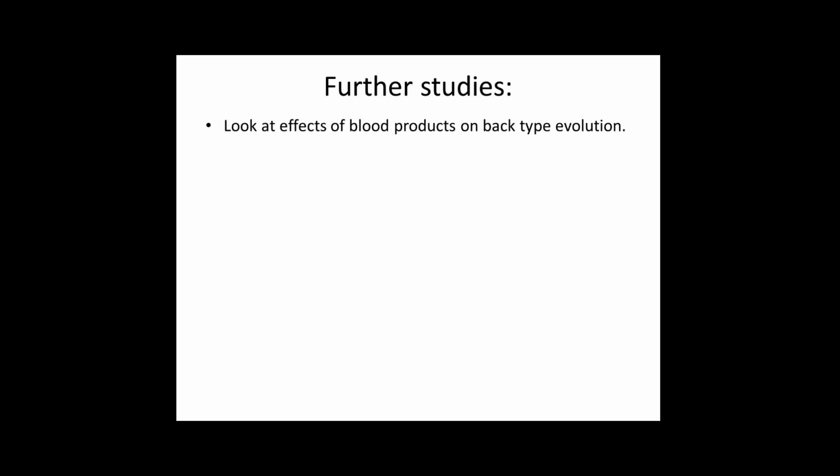So further studies, this was brought up, there is an effect of passive transfusion of back type evolution. As I had mentioned, patients who receive plasma and platelet products will have anti-A and anti-B in those products, and that could affect their back type expression. It would be interesting to look at the effects of RH.